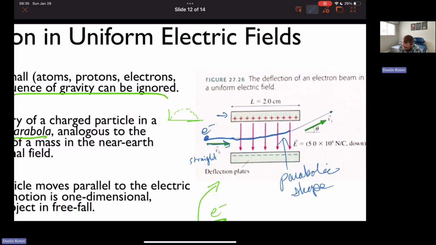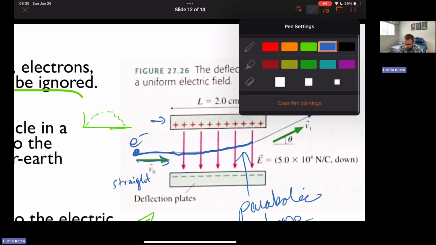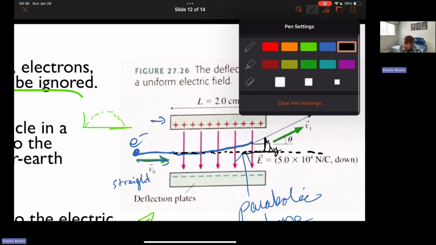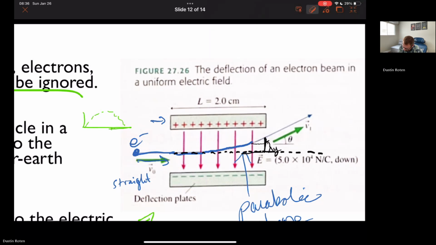Now, something to think about, and this will be important for a particular problem set question, is that as this thing leaves, you can calculate how much it has been shifted off of its original path, right? Because if the electric field wasn't there, it would just continue straight. But it's been shifted. I should probably draw this better. There we go. You can calculate that deflection in the electric field.